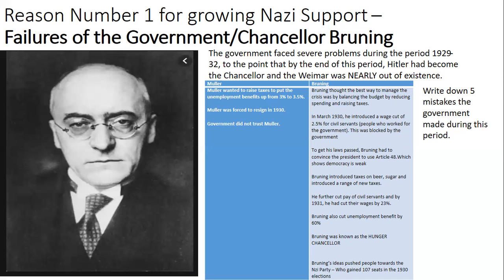Now we'll look at what the Nazi Party did on top of this. But a lot of people saw the Nazi Party as a savior because of what they were promising. The government failed its people in a time of crisis. So what you need to do is bullet point 5 things that the government did that caused problems during this period.